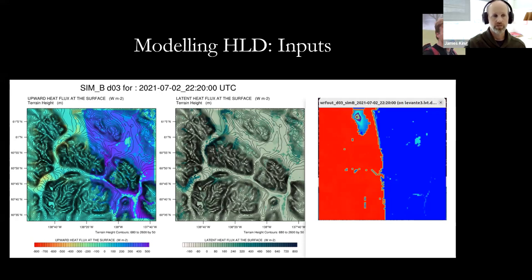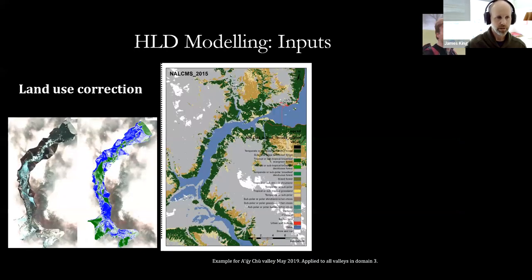And so we see a really large impact of this. This is the snow cover here, red being snow and blue being no snow. We can see a huge impact on the valley's upward heat flux due to those differences, which then has a feedback effect on the winds. We also see a large impact in terms of the land classifications. The valley here, through the land classification at a high resolution, mainly derived from Landsat, this NALCMS product, shows the valley completely filled with water.